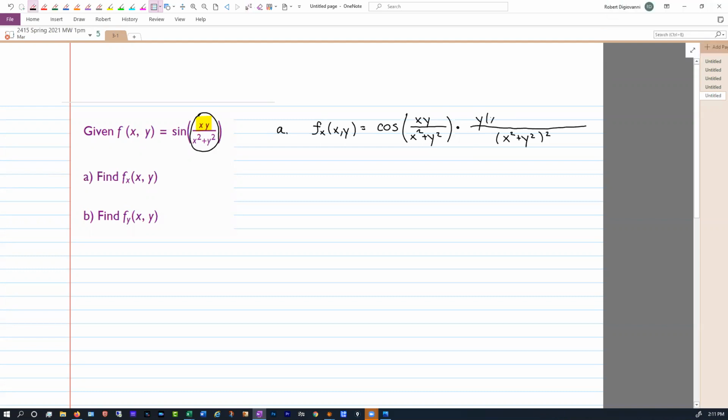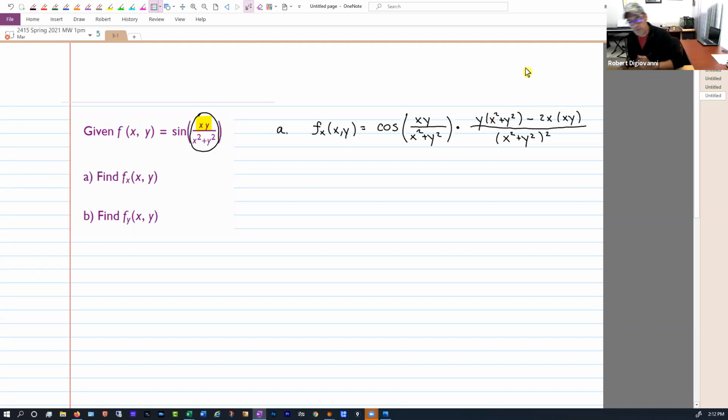Times x squared plus y squared. Okay, so that's the bottom, right? So we have the derivative of the top times the bottom, and then minus, you want to keep going? Yes. Go ahead. 2x times xy. So the 2x was Jorge taking the derivative of the bottom with respect to x. The derivative of x squared is 2x plus the derivative of y squared was 0 because y is a constant. But then quotient rule says you have to multiply by the top, which is xy. So there it is. Perfect.